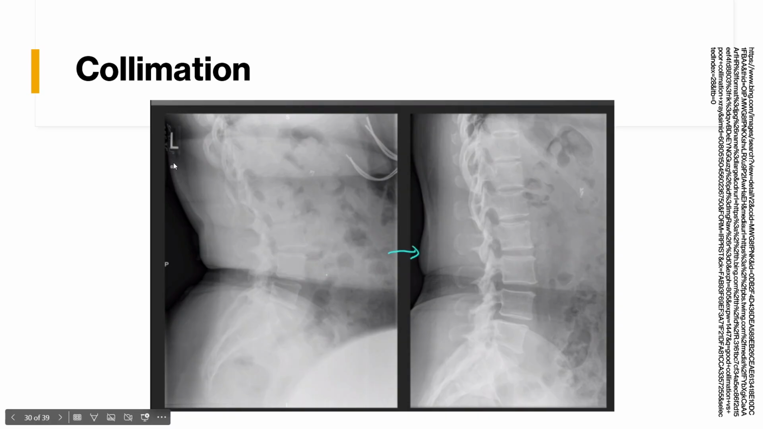So we didn't need to see a lot of this tissue here, and we didn't need to see a lot of this abdomen. But you can see once they collimated properly, we have a lot more resolution, and we can see a lot more of the boundaries of those vertebrae.